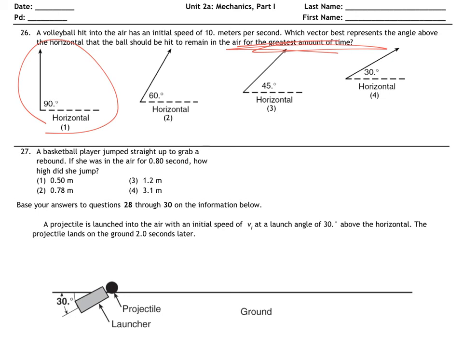And the reason for that is because as the launch angle theta is increased, what you're doing is you're increasing the y component of the vector. Therefore, it's going to have the largest initial velocity in the vertical direction, and it will spend the most time in the air.